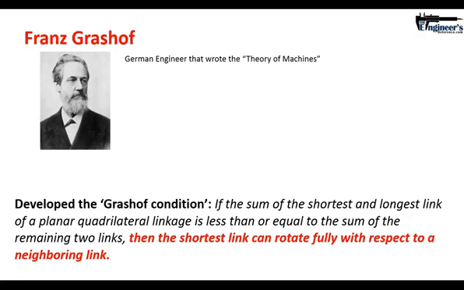Now, what does that mean in plain English? What that means in simple terms is that if you've got 4 links, the sum of the shortest link and the longest link is going to be less than or equal to the sum of the remaining 2 links, whatever those 2 links are, and that shortest link will be able to rotate in a complete circle. It'll be able to make a full rotation.